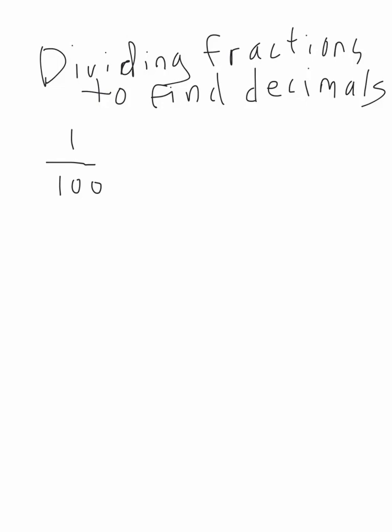So that means our numerator is going to be in the hundredths place. Our numerator is 1, right? So I know right away that I can write it as 0.01. 1 is in the hundredths place.